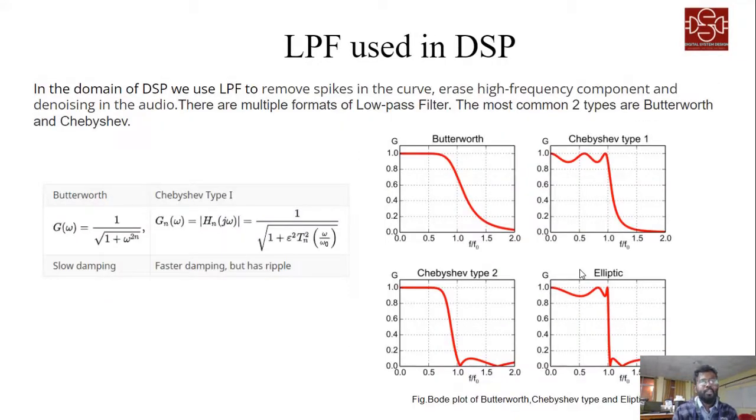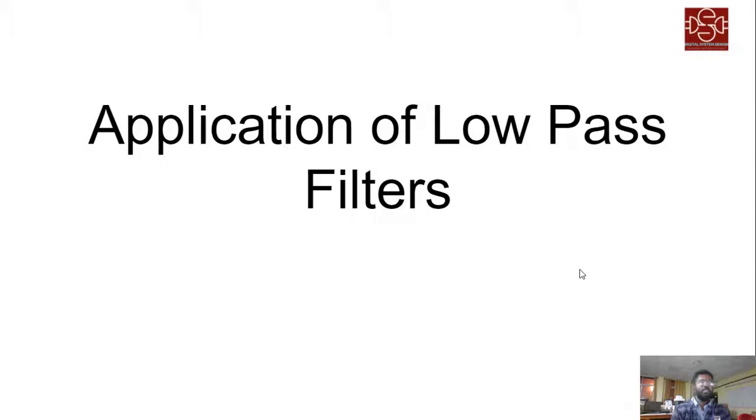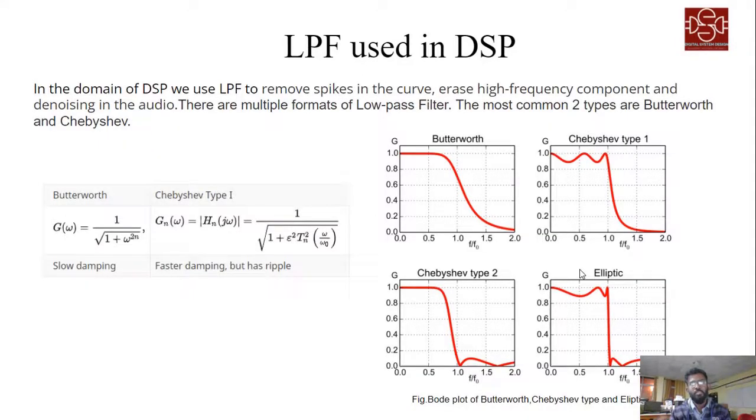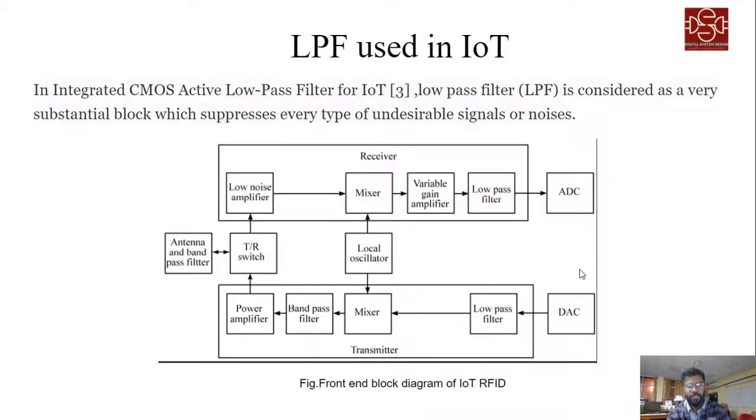Next, I have the applications. Previously I mentioned just the fields, but these are specific applications, showing in which specific fields the low pass filter is applied. The first one is DSP. The next one is IoT. This is a recent paper I have surveyed, from 2020.